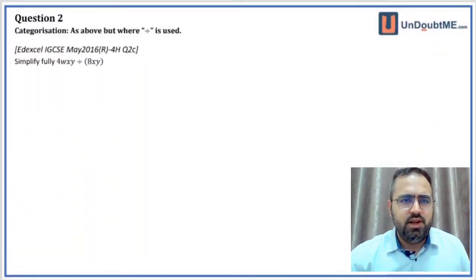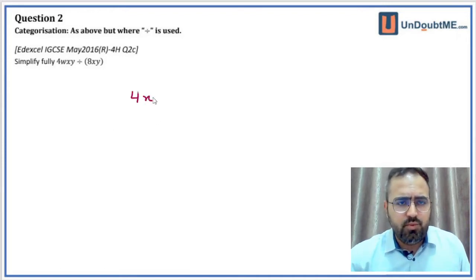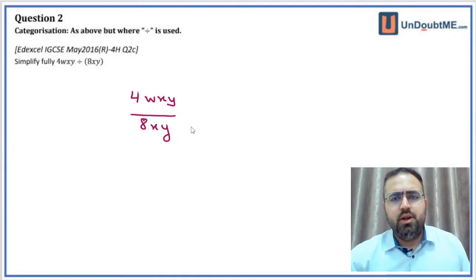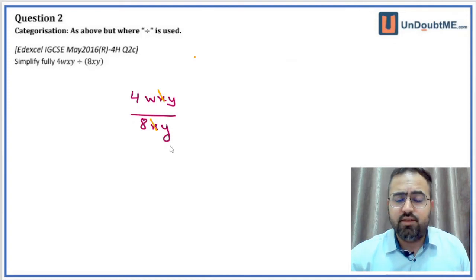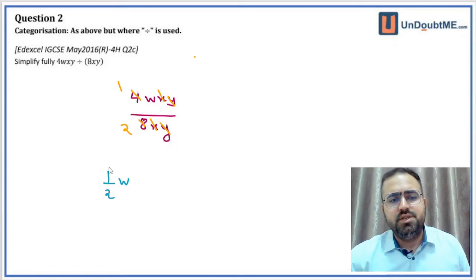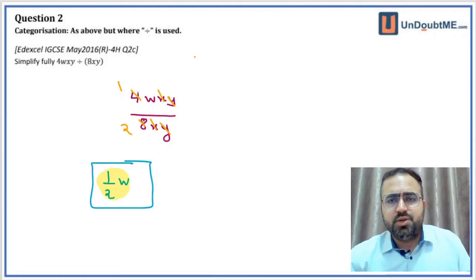Next question. Now in this question also we are going to follow the same trend. So let us first write down both numerator and denominator. It is 4wxy over 8xy. Now we'll see that whichever are like terms, if they are of the same power, they can be cancelled. So x will be cancelled, y will be cancelled, 4 ones are 4, 4 twos are 8. I am finally left with 1 by 2 times w, which is the most simplified form, and hence it will become my answer. Next question.